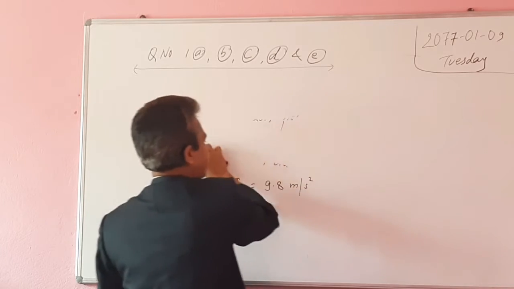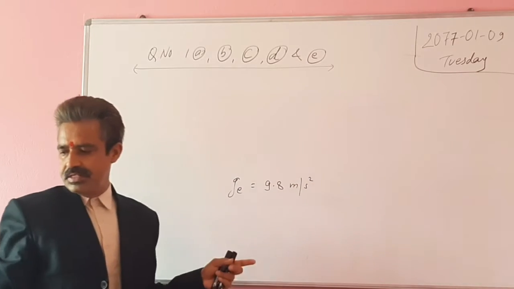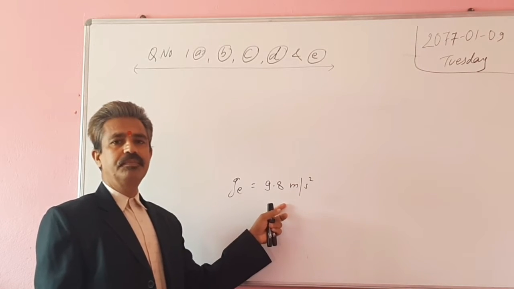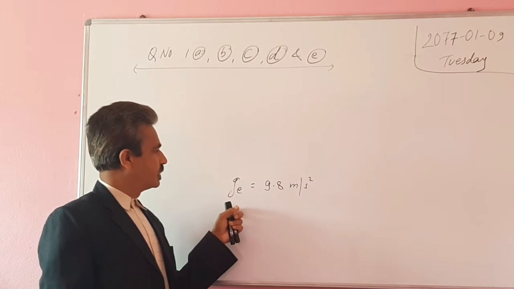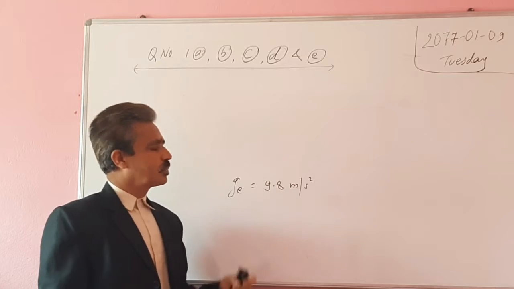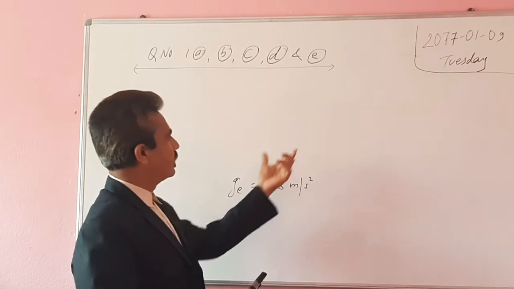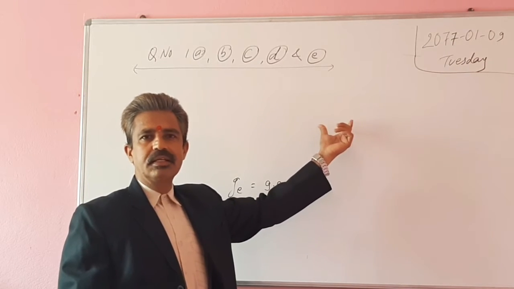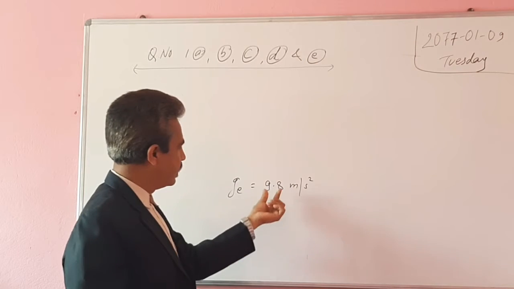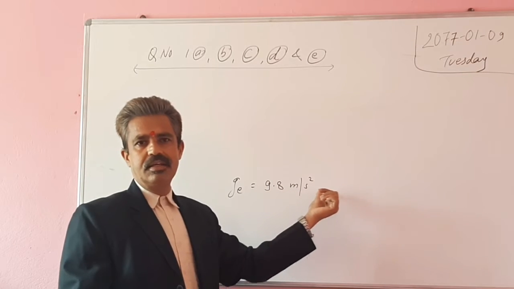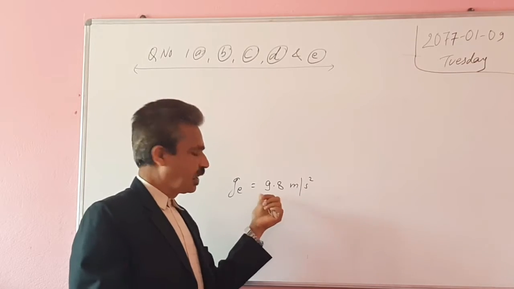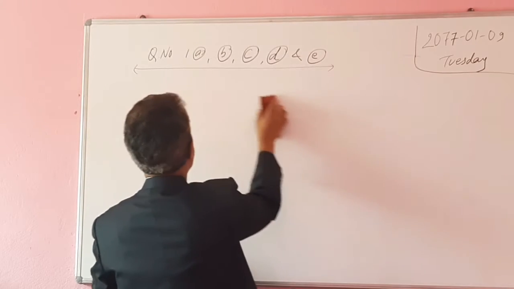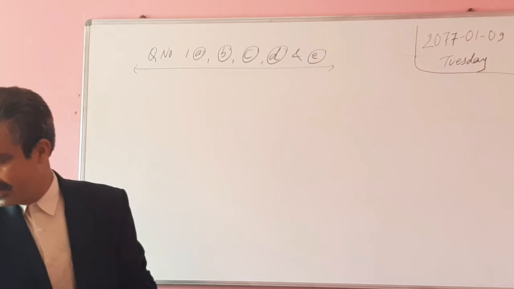Sometimes the question can be asked: The acceleration due to gravity on the earth is 9.8 meter per second square. What does it mean? It means when a body is dropped from a certain height, then its velocity changes at the rate of 9.8 meter per second in every second. The velocity of the falling body changes at the rate of 9.8 meter per second in every second.